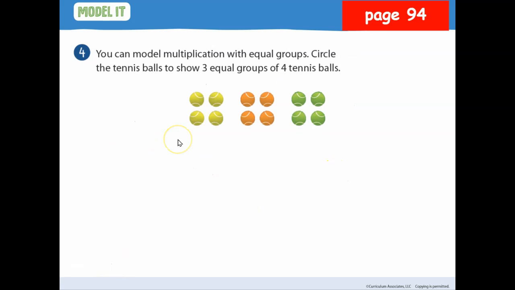Number 4 says you can model multiplication with equal groups. It says circle the tennis balls to show 3 equal groups of 4. So what am I doing? Okay, so do I do this? Is that 3 equal groups? That's not 3 equal groups, is it? I circle this group, that's one group. Then this one, that's another group. And this one, another group. That's all it said, right? Yes? So go ahead. Perfect.